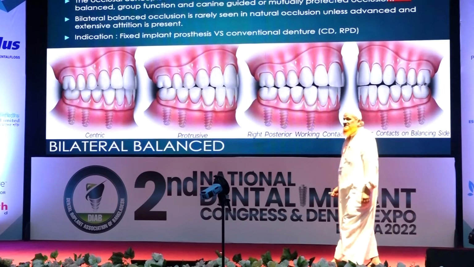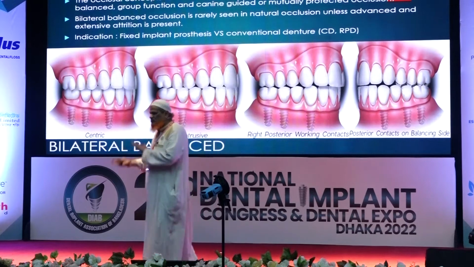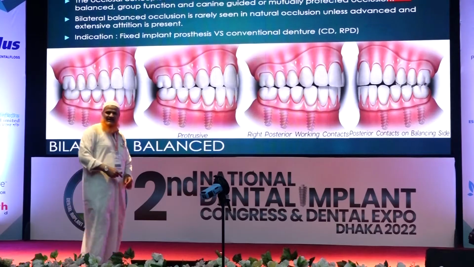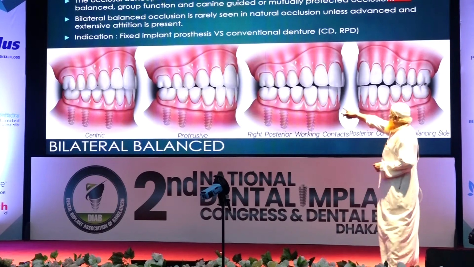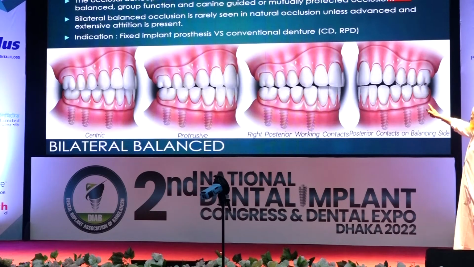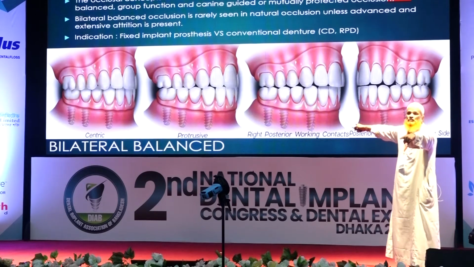So, in the working side, on which side the mandible is moving, cusp to cusp, buccal to buccal, lingual to lingual. And in the non-balancing or non-working side, the functional cusp upper palatal with the lower buccal will come in contact. So this is the way to do the alignment in the implant. And indication say fixed implant prosthesis versus the conventional CD or RPD. If this cases, we will give this sort of occlusal scheme.